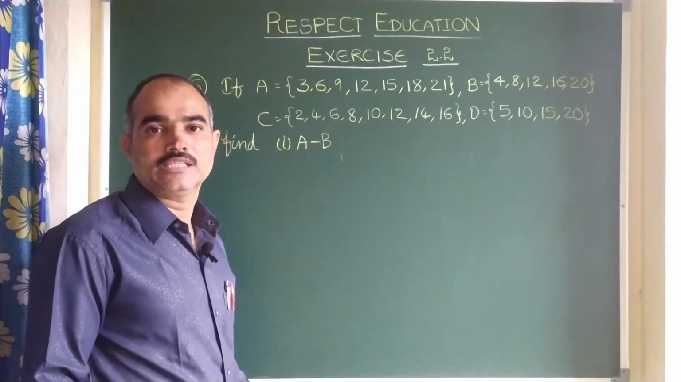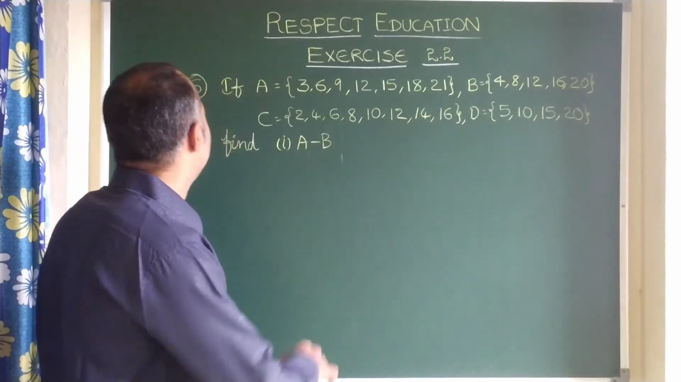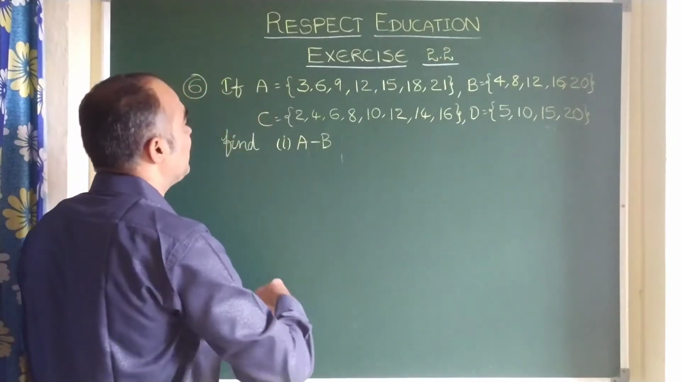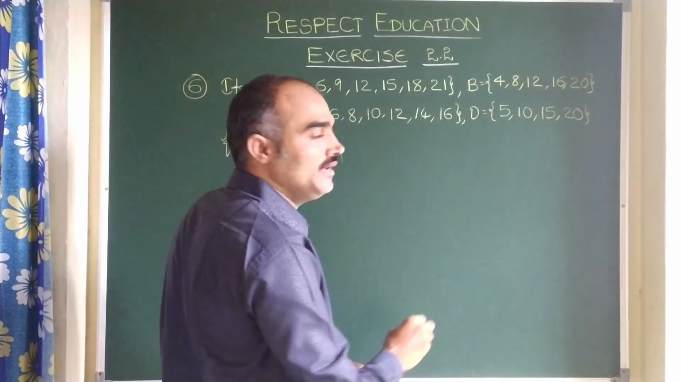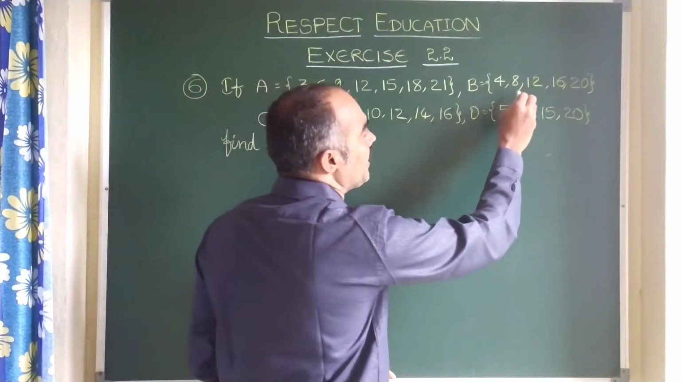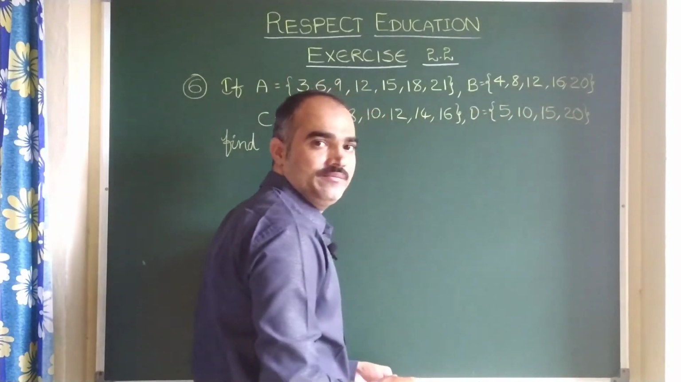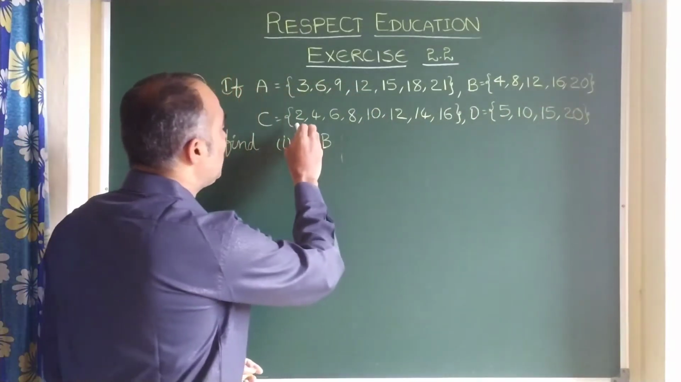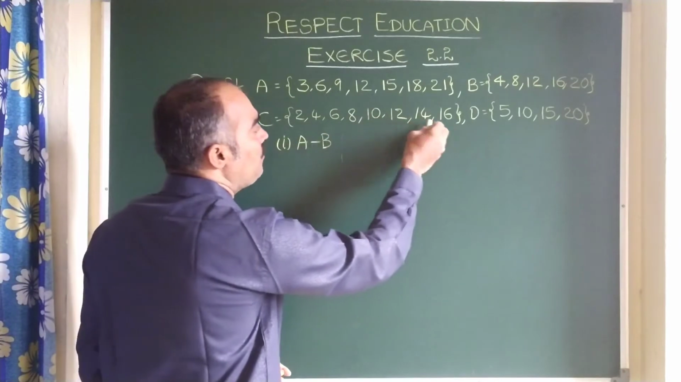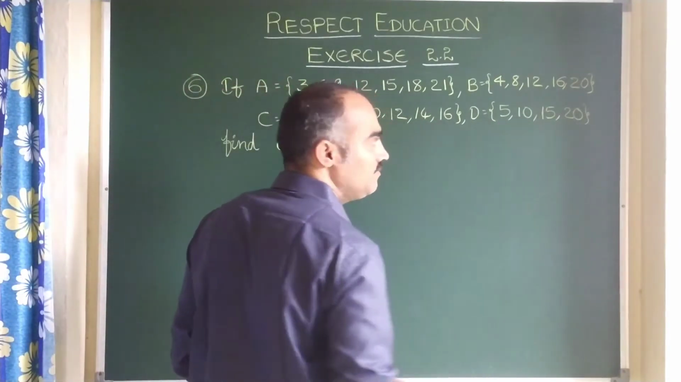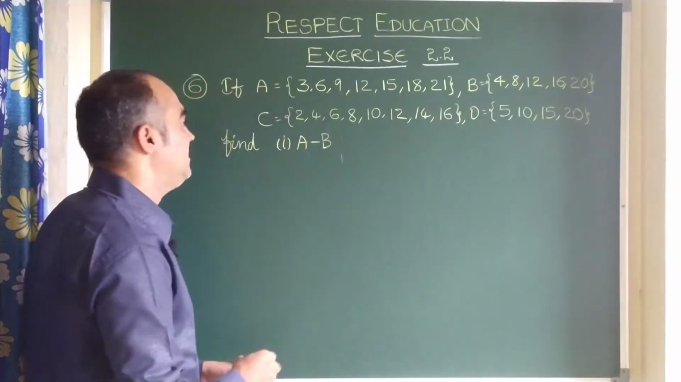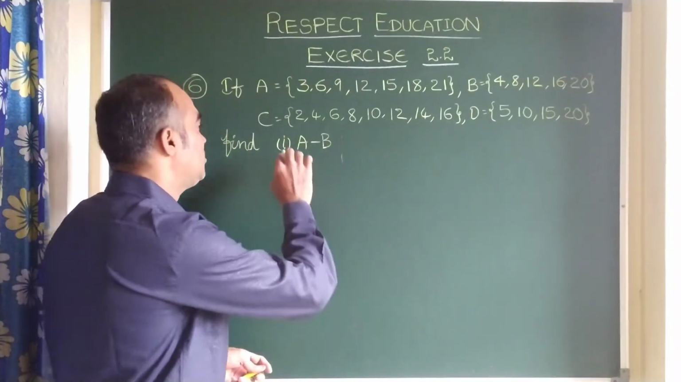Now let us see the next problem, that is the sixth problem. If A equal to 3, 6, 9, 12, 15, 18, 21, B equal to 4, 8, 12, 16, 20, C equal to 2, 4, 6, 8, 10, 12, 14, 16, D equal to 5, 10, 15, 20. Then find certain bits that are given, children. So let us do one by one.